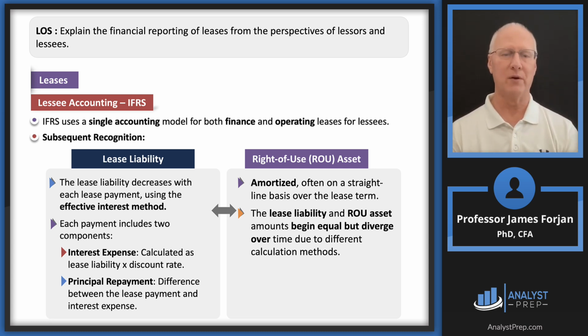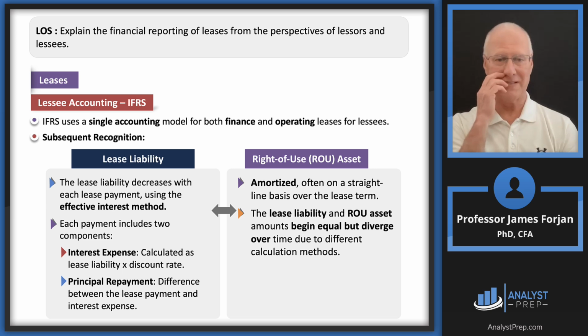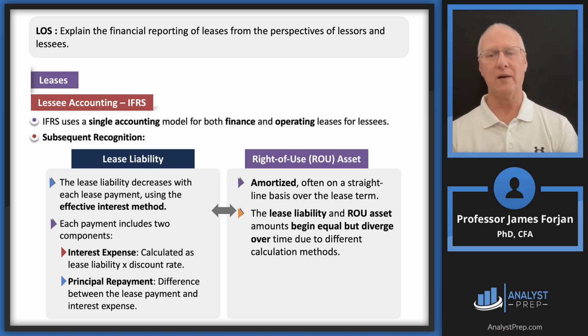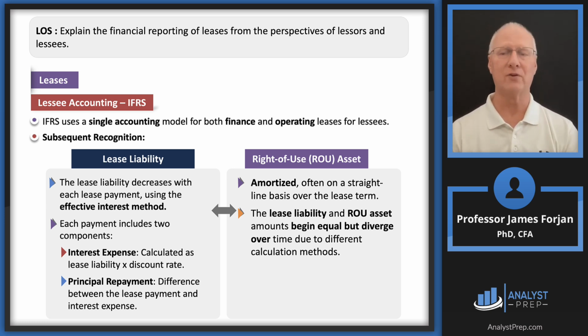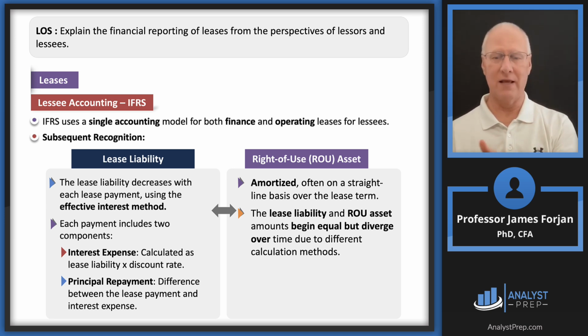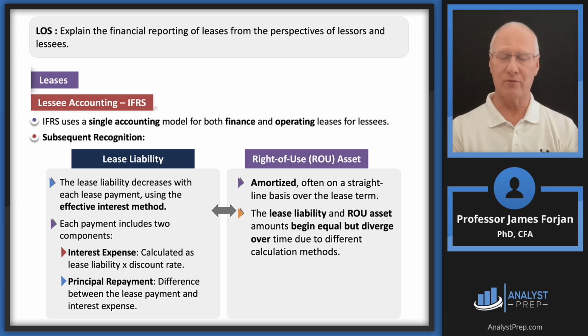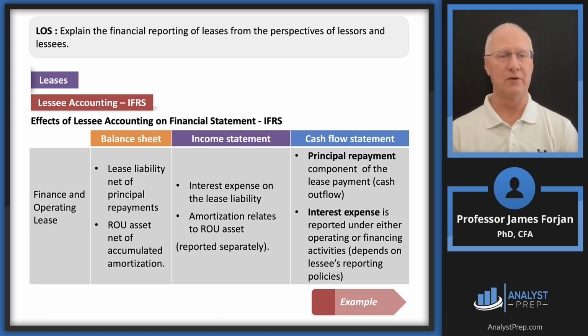So this lease liability, what we're going to do is use this thing called the effective interest method. Each payment is going to have two components, and this sounds an awful lot like the amort button on your financial calculator, because it probably is. If you flip over to the asset, of course, we're going to amortize it. We could use straight line basis, and that's probably what the Institute will ask you to do. However, the liability and the asset amount are probably not going to be identical as we go through time, and we'll show you that example here in just a second. This is always a good exam question.